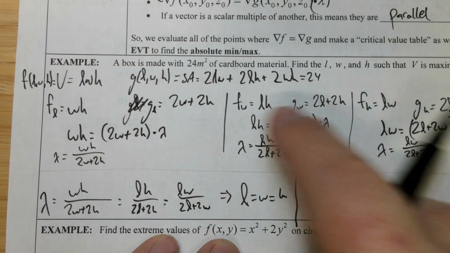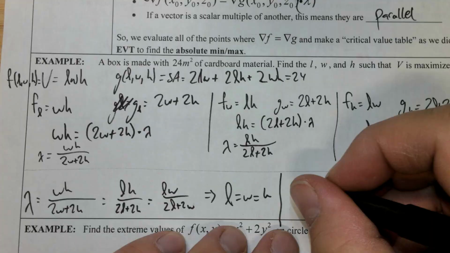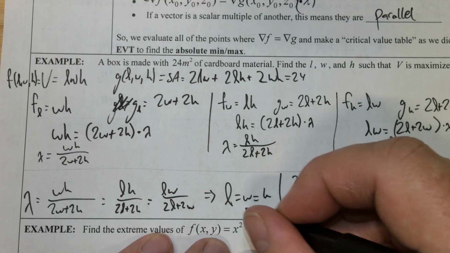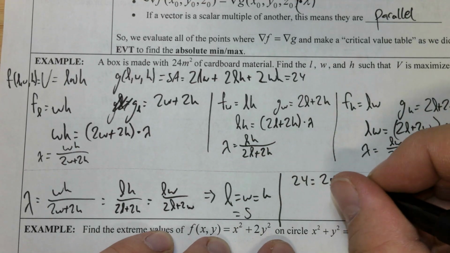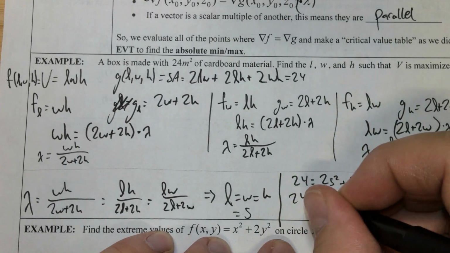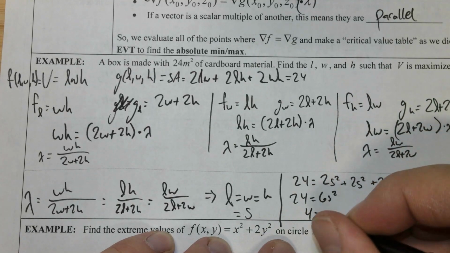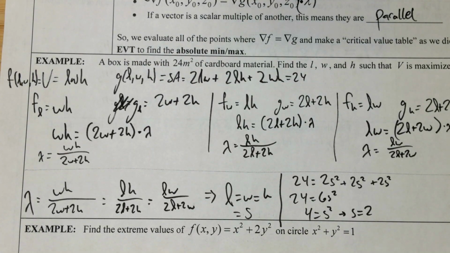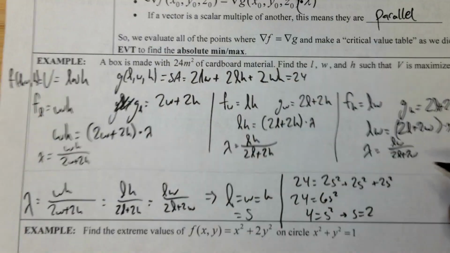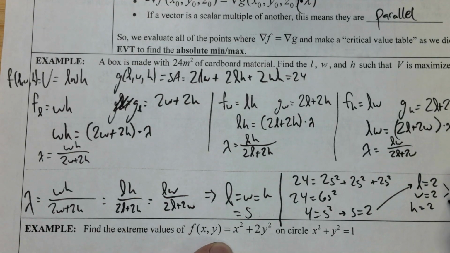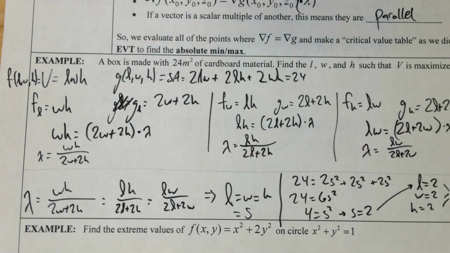Well, if length equals width equals height, I hop back up to my surface area. I'm going to just call this the side. 2 side squared plus 2 side squared plus 2 side squared. That means 24 is 6 side squared. That means 4 is side squared. That means my side is 2. Then I know that length equals 2, width equals 2, height equals 2, and all this culminates in volume being 8.